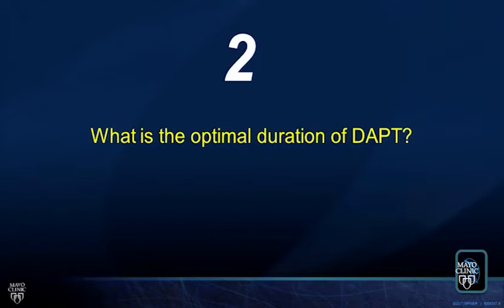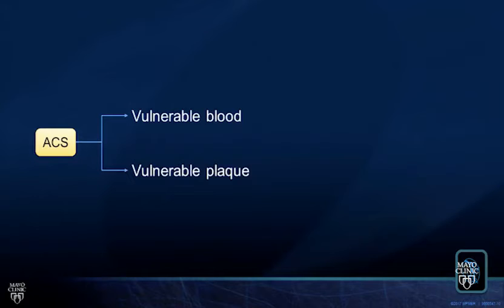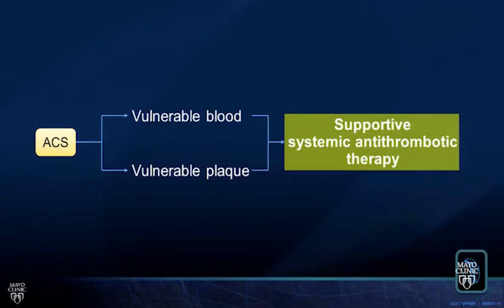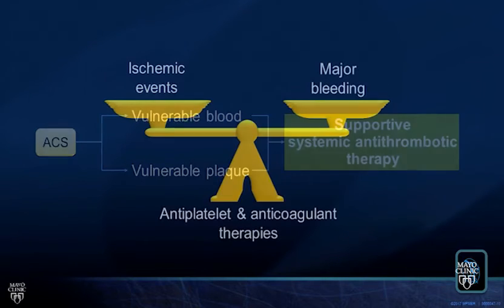Question 2: what is the optimal duration of dual antiplatelet therapy? Systemic upregulation of thrombotic and inflammatory mediators leads to what I would consider the vulnerable blood. Then upregulation of local mediators and biological stimuli in the disrupted plaque leads to the vulnerable plaque. These two issues interact, and it supports the use of high-intensity antithrombotic therapy.